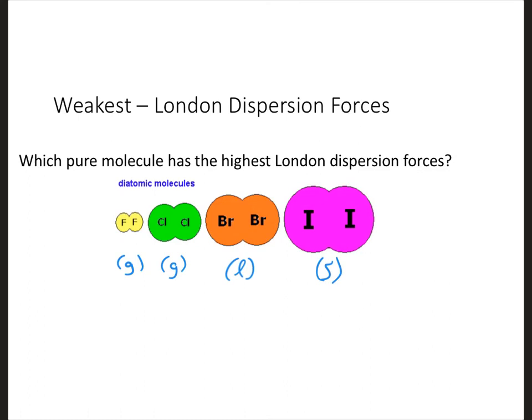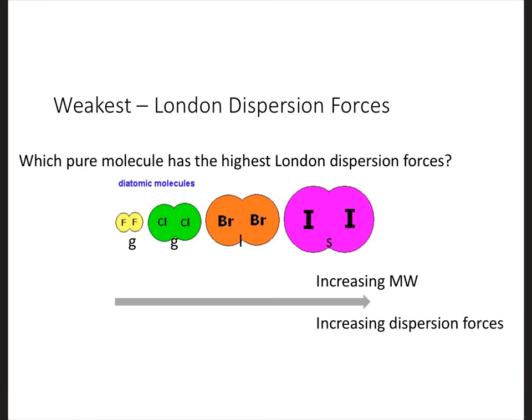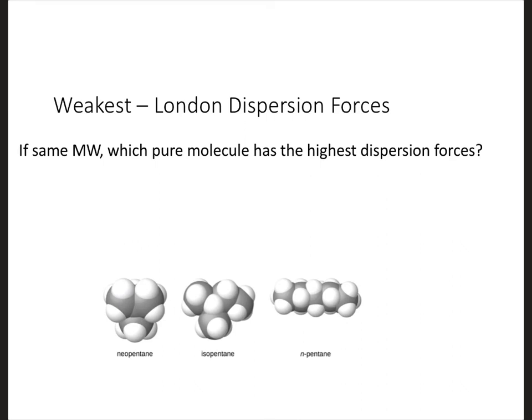So that's one of the columns on the periodic table where you can actually see the effects of dispersion forces in the diatomic molecules. Okay? So gas, gas, liquid, solid. Increasing molecular weight leads to increased dispersion forces, which lock them into a solid state at room temperature.